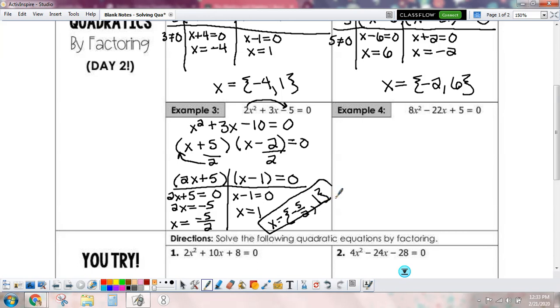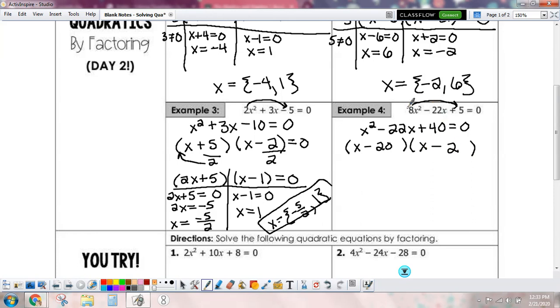Okay, same idea for number 4. There is no common factor between all 3 of those numbers, so we're going to do our slip and slide. So we're going to go ahead and take our 8 and multiply it to the end. So we have x squared minus 22x plus 40 equals 0. And my factors that I want to use are 20 and 2, but they're both negative because negative times a negative needs to be a positive. So x minus 20, x minus 2.